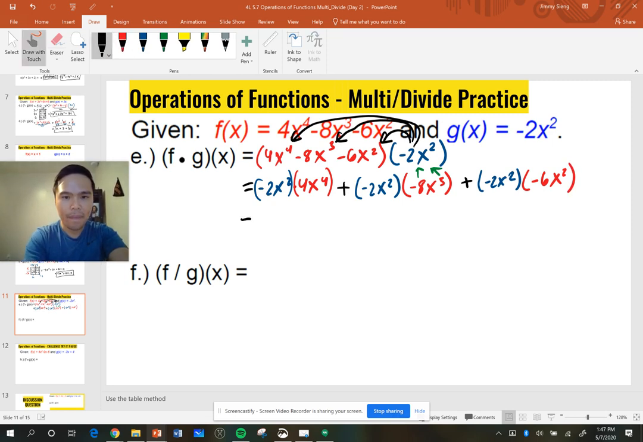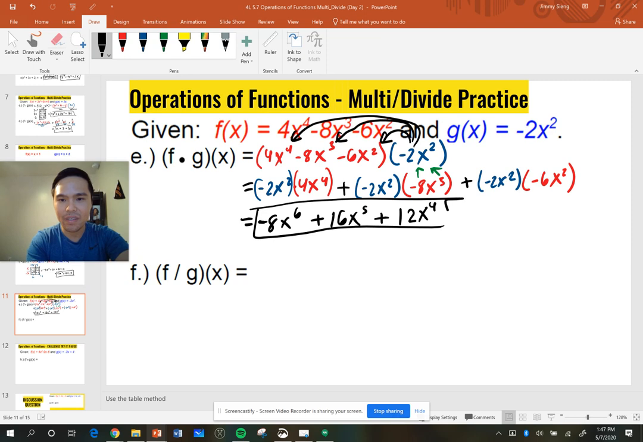All right. Kind of crazy, but we got this. This simplifies into negative 8x to the 6th power plus negative times negative is a positive 16x to the 5th power. Again, negative times a negative, which is positive 12x to the 4th power. That is your answer. Not too bad, just a crazy amount of numbers, isn't it?